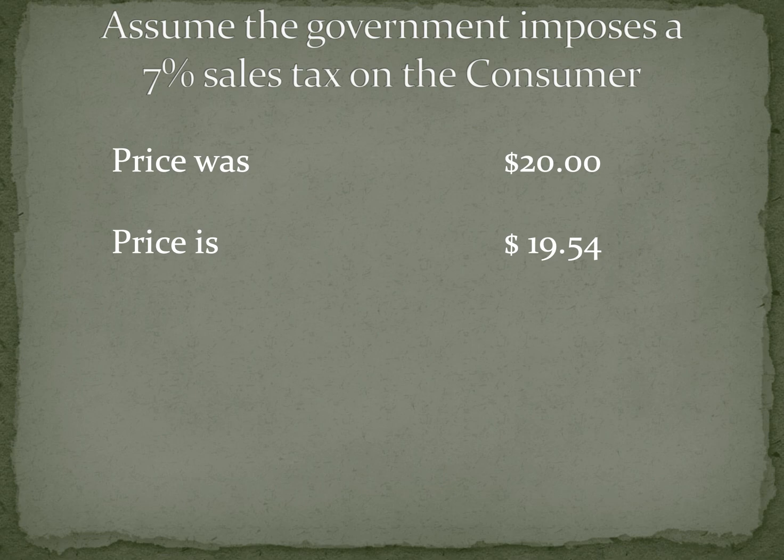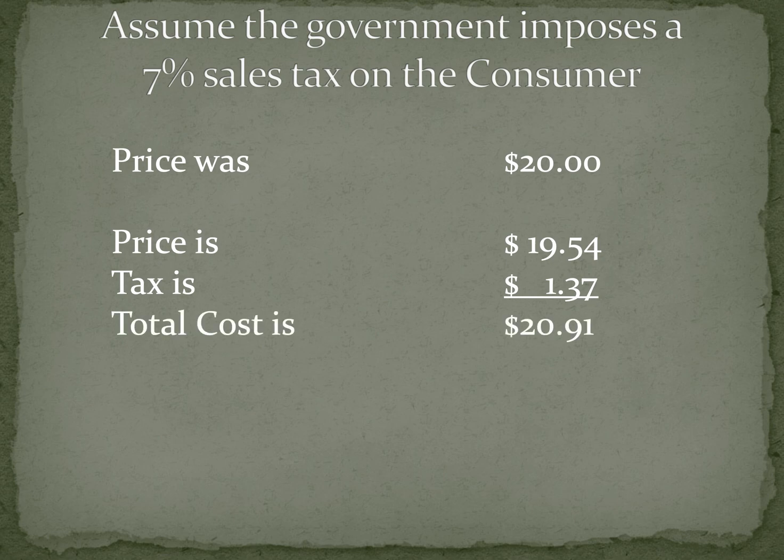Now if we look at the new price of $19.54, the consumer has to pay a tax, which is 7% of $19.54. 7% of $19.54 comes to be $1.37. So if we add the two together, the total cost to the consumer is going to be $20.91.